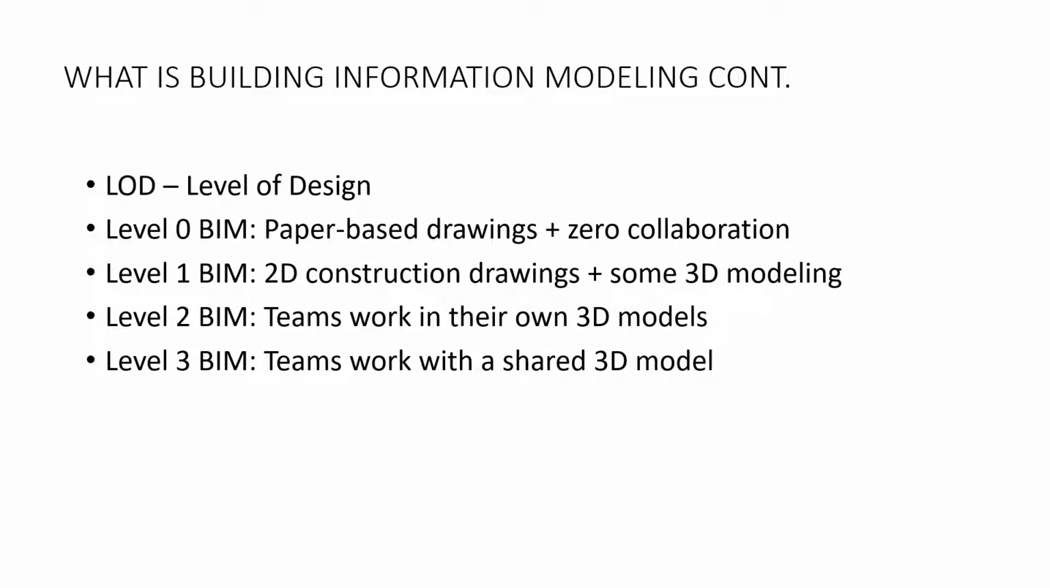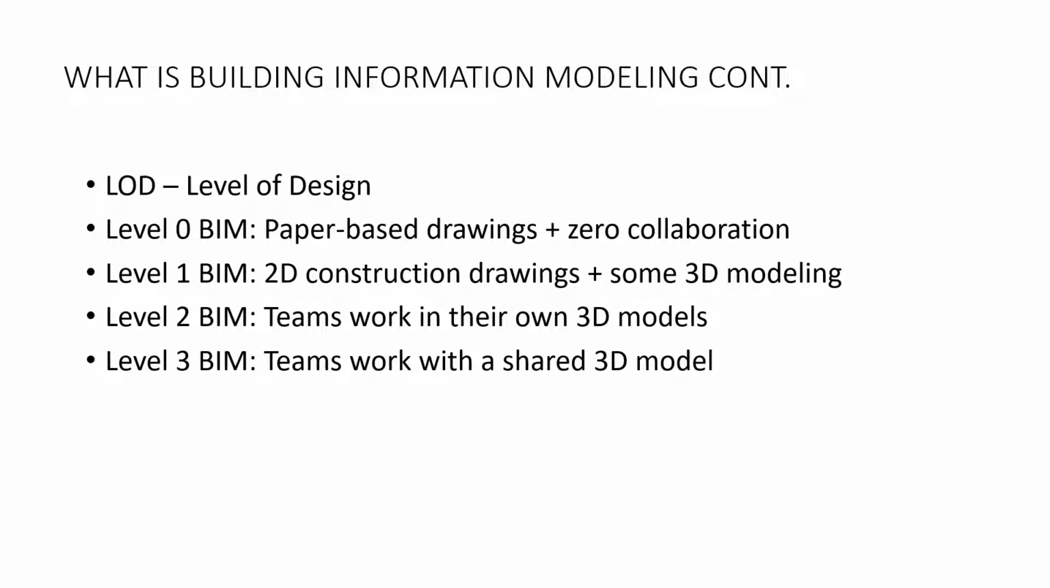Then let's talk about the level of design. We basically have 4 BIM levels. Under level 0 BIM, we use paper-based drawings, and there is zero collaboration. In level 1 BIM, we have 2D construction drawings like PDF drawings and AutoCAD drawings and some 3D models. Under level 2, the team works collaboratively, and they have their own 3D models. But the 3D models haven't been shared among the team.